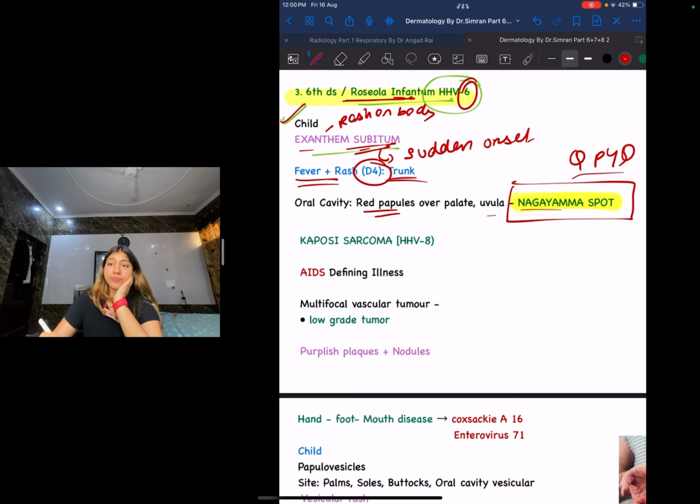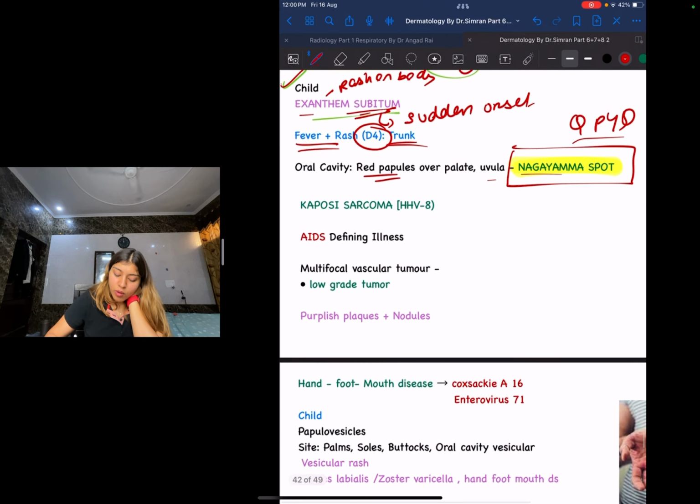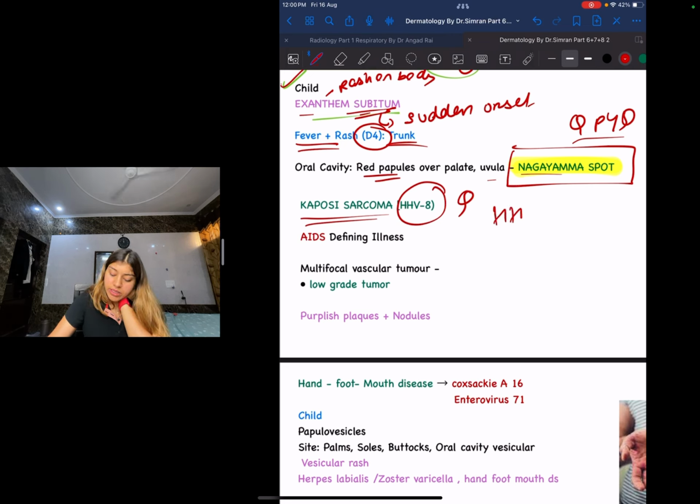Okay. Next, guys, very important is your Kaposi sarcoma, and very, very important that you need to remember, guys, Kaposi is caused because of HHV8. How can I remember this? Basically if you turn this P into an 8, that is how I tried remembering it, that it was HHV8. If it will help you, then well and good.